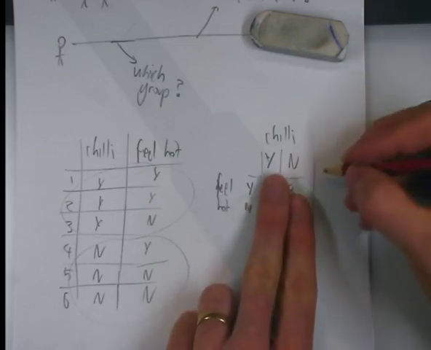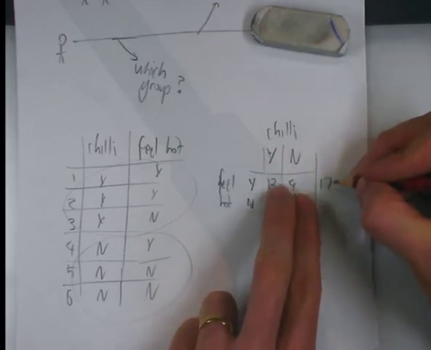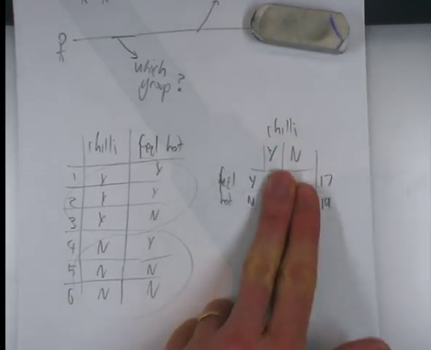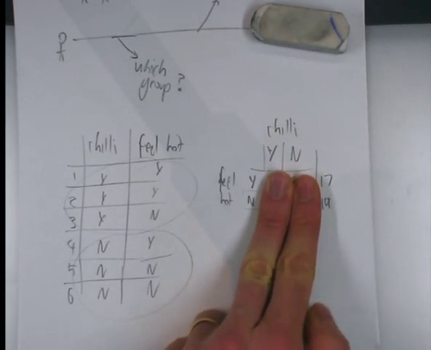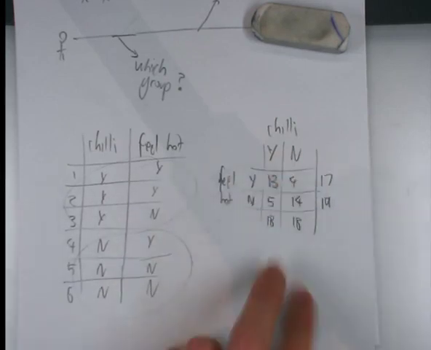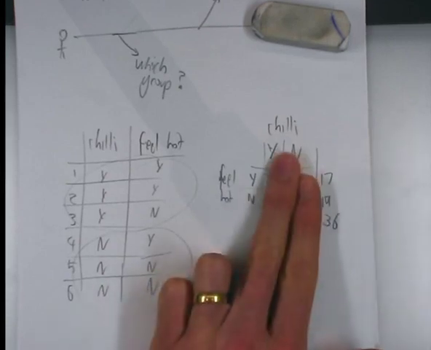And then what you do is you go, just a second, if chili didn't make a difference to whether you felt hot, this is really just one big group of people, right? There's nothing to distinguish them because chili doesn't really make a difference. So if chili didn't make a difference at all, then it's really just one big group which has 17 people who felt hot and 19 people who didn't. If it was one big group, the percentages would be 17 out of 36, 36 people in total, and 19 out of 36.